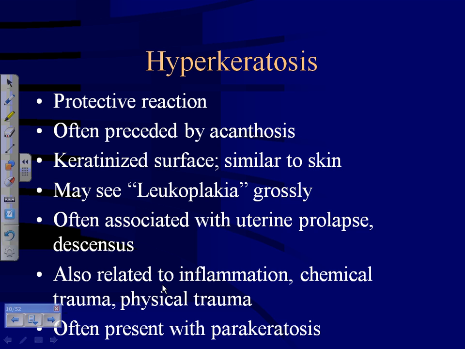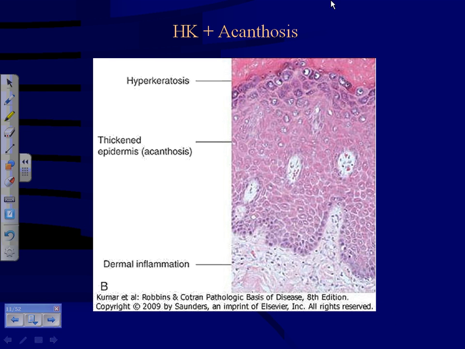It's also related to underlying inflammation, chemical trauma, physical trauma. Chemical trauma as in sometimes some of the compounds they use to treat certain lesions of the cervix can cause irritation and inflammation. And like I said, it's often present with parakeratosis. They're often seen together. And here's a picture of both HK and acanthosis.